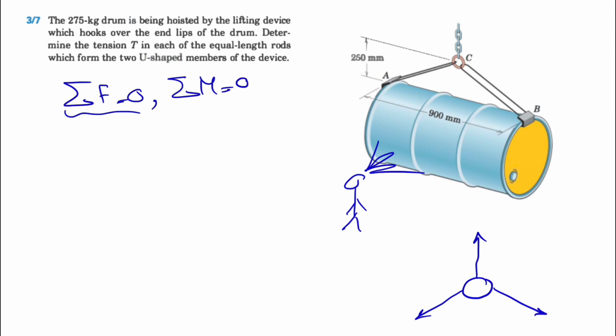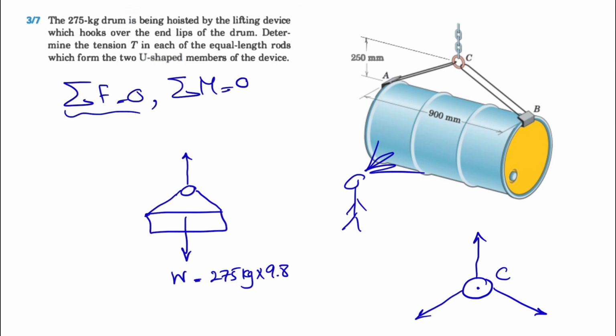And if I look at this system as one single system, so that was pretty much for the hook C, but if you want to look at the whole system from the point of view of this observer, we see this drum that is connected with these two rods, and we have the lifting device on top. So if we look at the whole assembly as one single thing, we obviously have the weight of the drum, which is 275 kilogram times acceleration of gravity 9.81 meter per square seconds, and let's call the top part, we can call this one F.